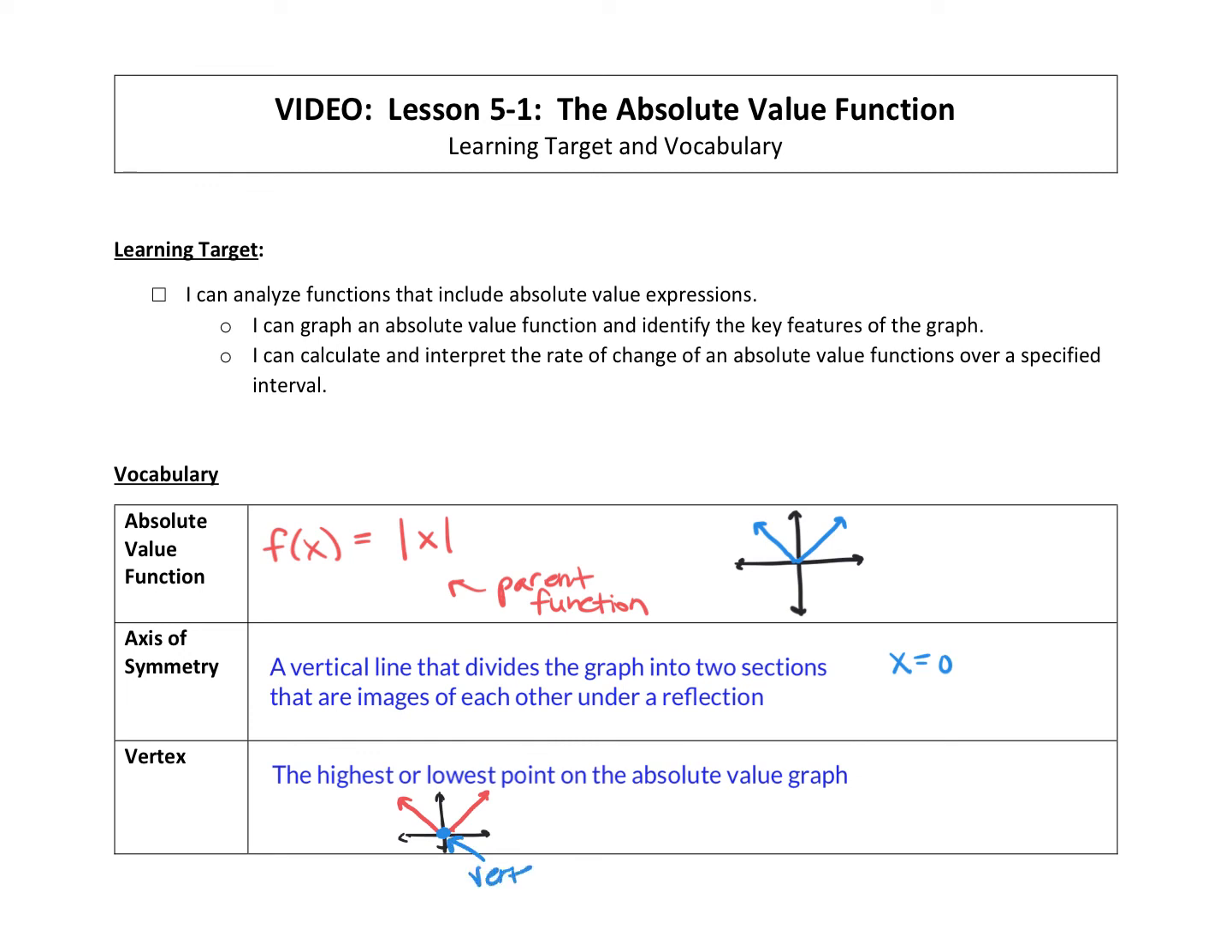That's the vertex. It is possible to have a transformation of your absolute value graph where instead of that V shape opening up, it's actually opening down like this. Now our vertex is right here, and that is the highest point of the graph. So your vertex can be the lowest point if it's opening up like our parent function does, or if we've applied a transformation where it's now opening down, your vertex is going to be that highest point.